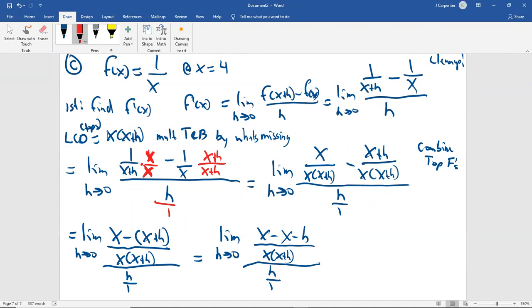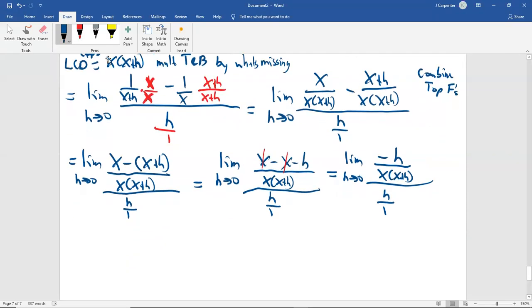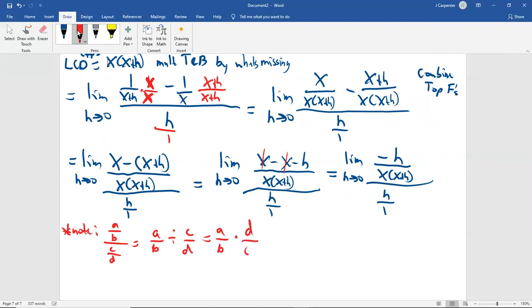The x minus the x is going to cancel. So on the top, we have just a negative h. So this is the limit as h goes to 0 of negative h over x times x plus h, then that's all over h over 1. Note, a over b over c over d is the same thing as a over b divided by c over d, which is the same thing as a over b times d over c. I'm going to use that to fix this, so it's no longer a fraction divided by a fraction.